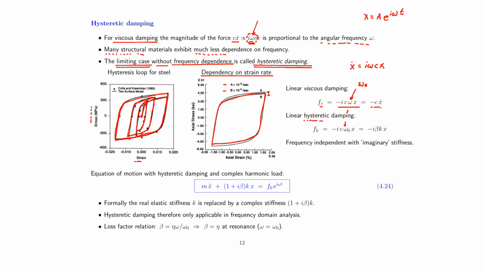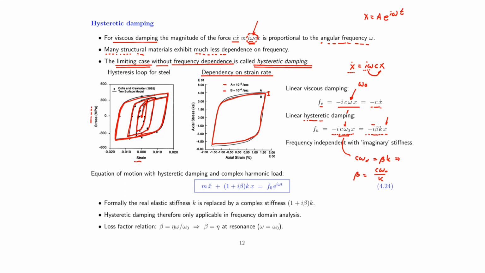The problem is that now we cannot transform our displacement back to velocity, because velocity requires an x and an i omega. But in this expression down here, we do not have an omega anymore. So suddenly we have a spring, because we retain our displacement x, and this spring will have an imaginary spring stiffness. We will refer to c omega 0 as beta k. That means that our new damping parameter in this hysteresis model is equal to c omega 0 divided by k.